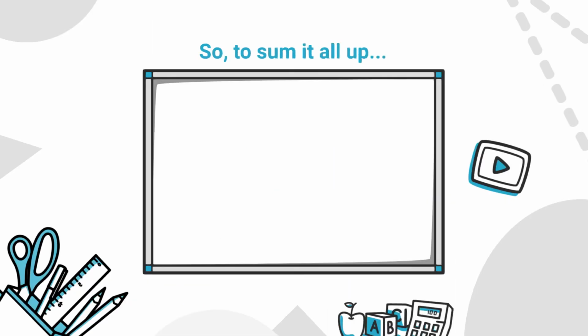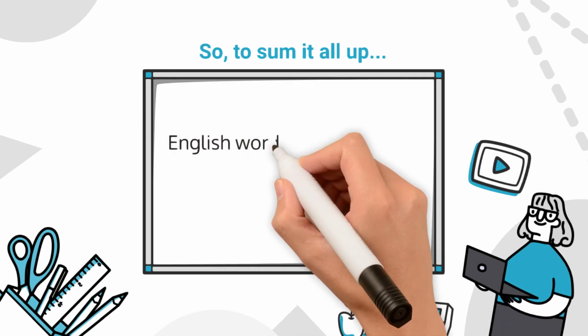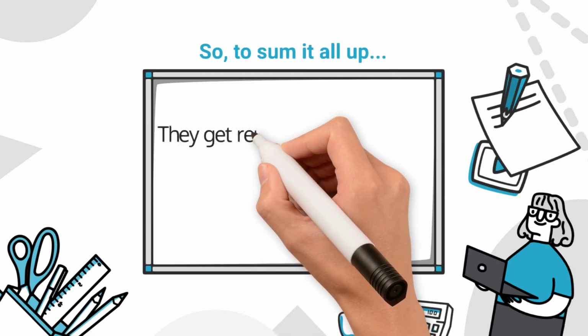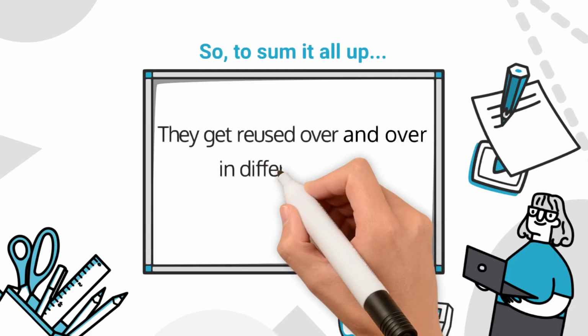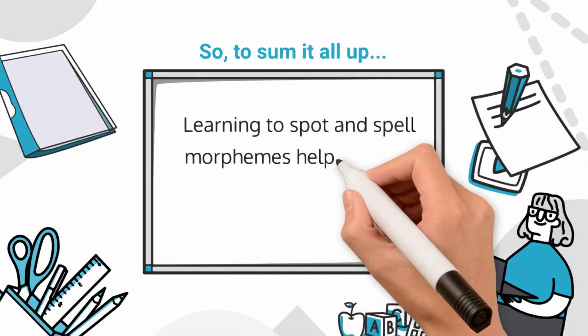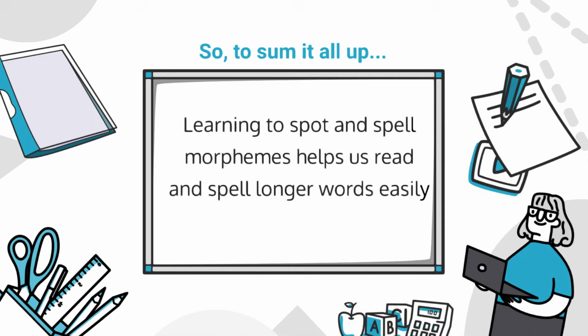So to sum it all up, English words are made up of morphemes. They get reused over and over in different words. Learning to spot and spell morphemes helps us read and spell longer words easily.